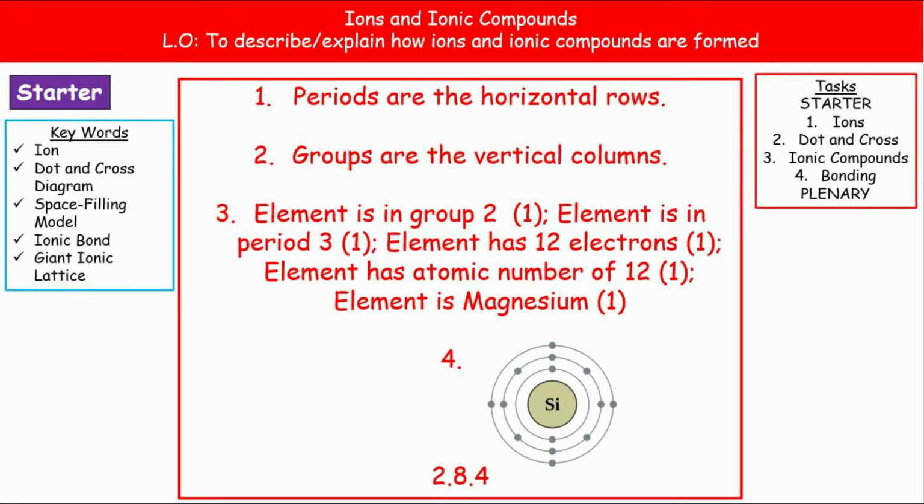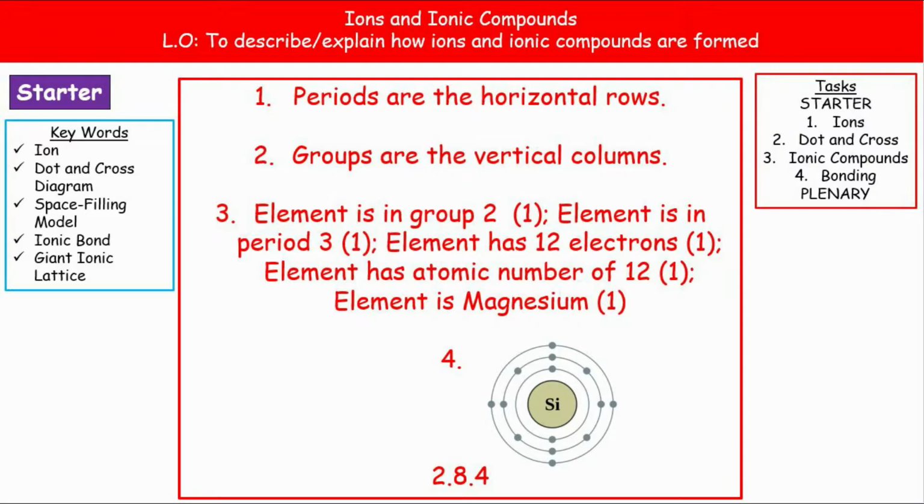Let's check these answers then to make sure we've got them right. So as always, tick any you've got right so that we can get you a score at the end. So in terms of our periods, those are the horizontal rows on the periodic table. Question 2, the groups are the vertical columns on the periodic table.